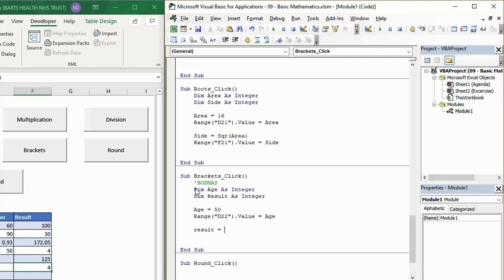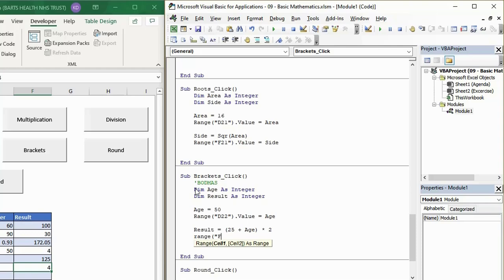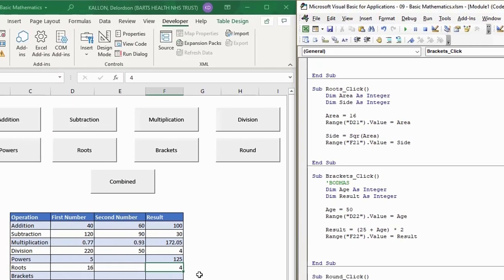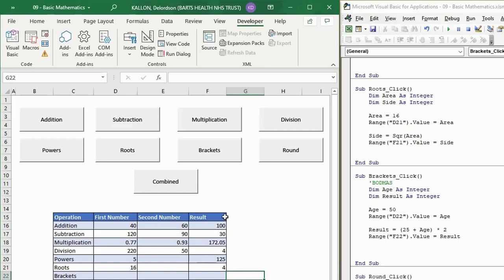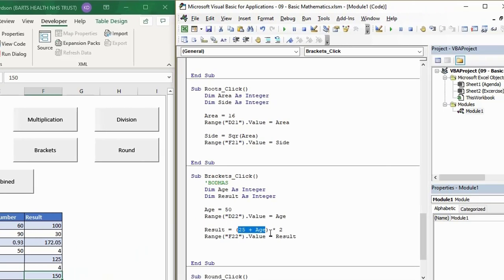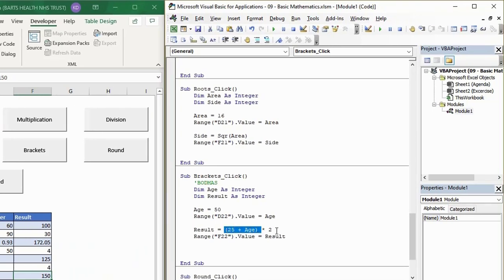What do you expect the result would be if we say bracket open 25 plus age, bracket close, multiplied by 2? Let's write that output to Excel. Let's run the code and see what the output is. And if you predicted that the 25 would first be added to the 50, and then the result, 75, would then be multiplied by 2, you are obviously correct.